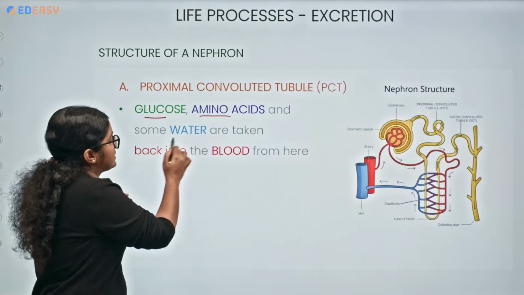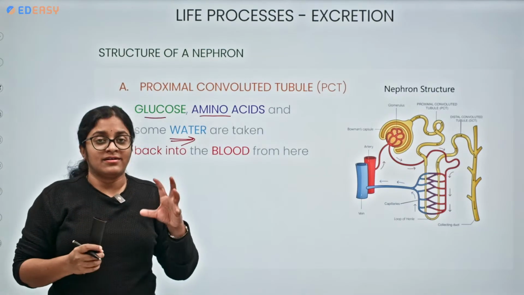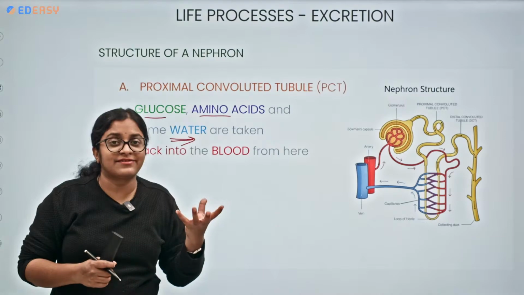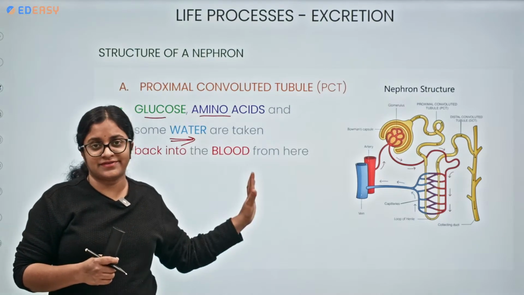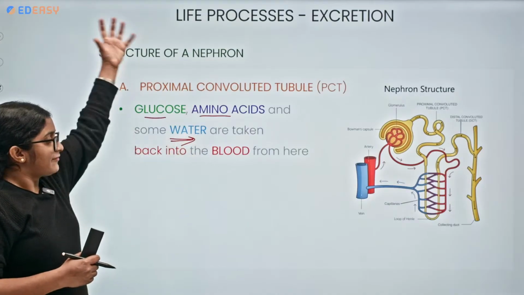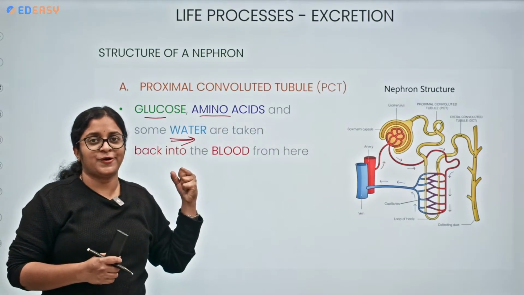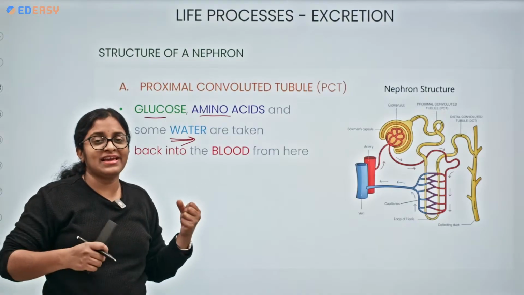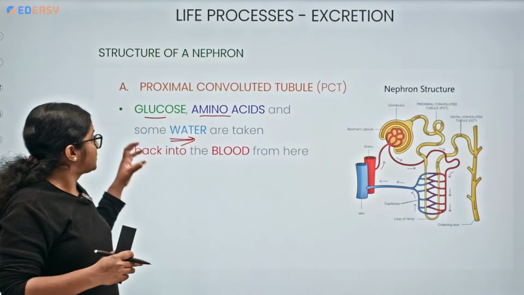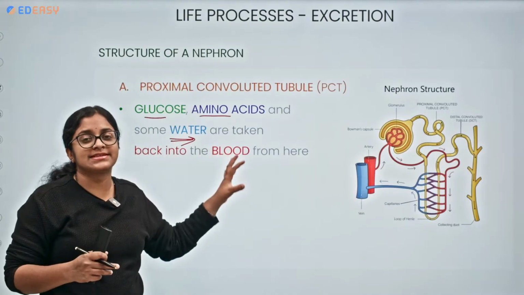The glucose, amino acids and water are being taken into the blood. What is the function of the kidney? It is responsible for filtration. So who does this filtration? The structural and functional unit of the kidney, nothing but the nephron, will be doing the filtration, right? When the filtration is happening, there will be some useful substances that we wanted, and some unnecessary substances that we do not want. So what does this PCT do? The glucose, amino acids and water are taken into the blood from this region.